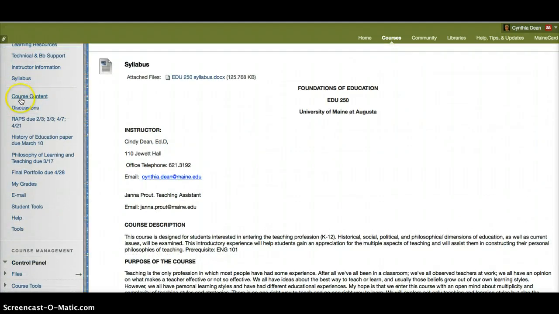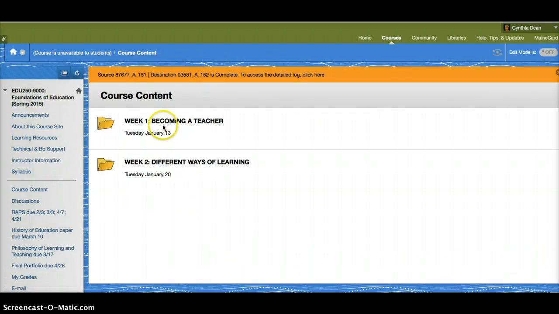This is the meat of the course. Pay attention to this. Each week there will be a folder with a title, and I've titled them with the chapters of the book that we'll be looking at, because we're going to follow the text in terms of how we do this course.